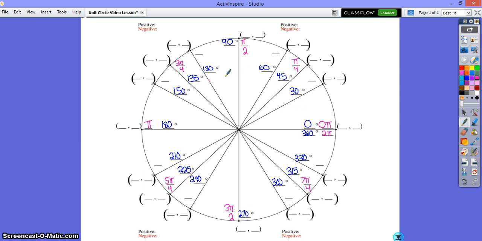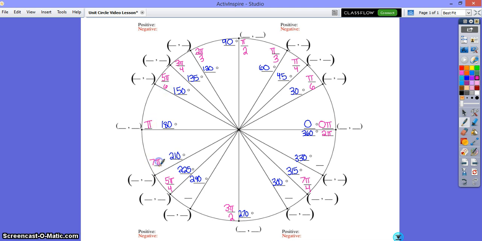All the others, just like we did with the degrees, are multiples of 30 degrees, and 30 degrees is pi over 6. So this is 1 pi over 6. This is 2 pi over 6, but every even pi over 6 is going to simplify. So 2 pi over 6 simplifies to pi over 3. 3 pi over 6 would be pi over 2. 4 pi over 6, 4 over 6 is going to simplify to 2 pi over 3. 5 pi over 6. 6 pi over 6 is pi.